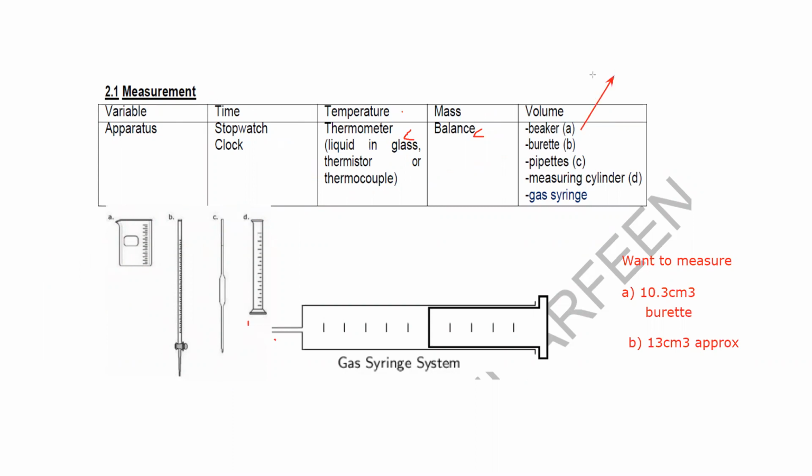A beaker can measure approximate volumes, accurate to 1 cm cube, and is usually used for large volumes of liquid. So if I want to measure a large volume of liquid, we normally use a beaker.